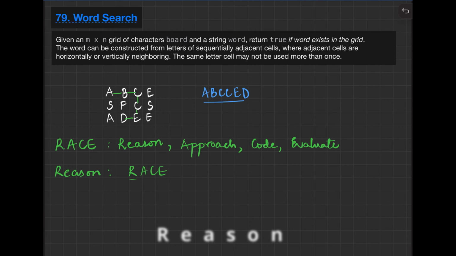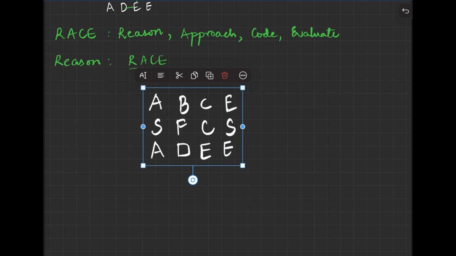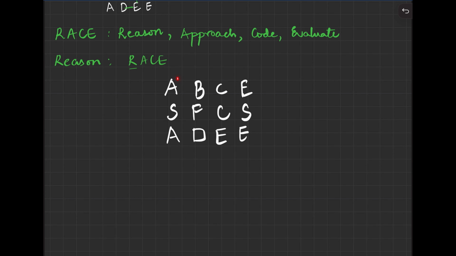Let's start with looking at our example more closely. So here is the example that was given to us. Given this example, if we start with the first character, either we can go to the right because we can only go to sequentially adjacent elements, or we can go bottom, to the left, or up.